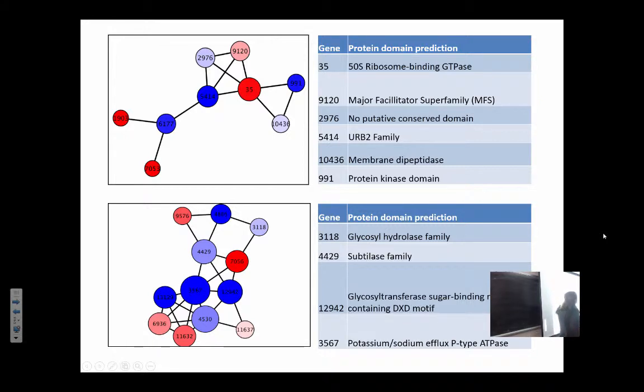It's important to make this point. These are not protein-protein interactions, okay? These are genes in a network whose differential expression is directly correlated, okay? And so that's a really important concept to remember about these particular networks that we've hypothesized.